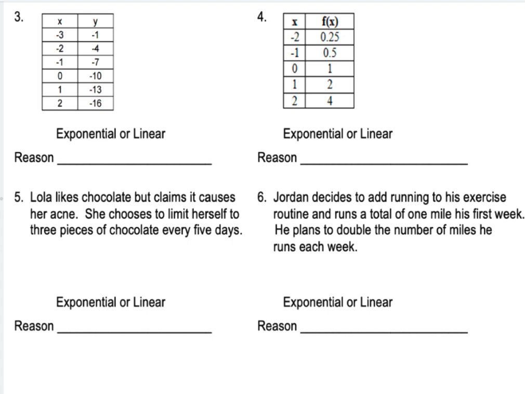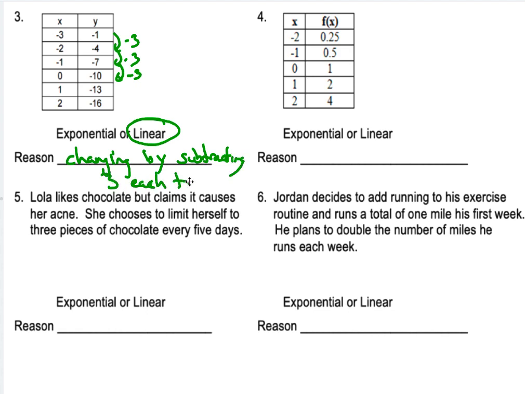All right. In a table, we want to look at how the numbers are changing. Are they being multiplied by the same number, or are they being added by the same number? So here, I went down by 3, I went down by another 3, went down by another 3. So this is going to be a linear equation. The reason is it's changing by subtracting 3 each time. So we're using subtracting to change it.